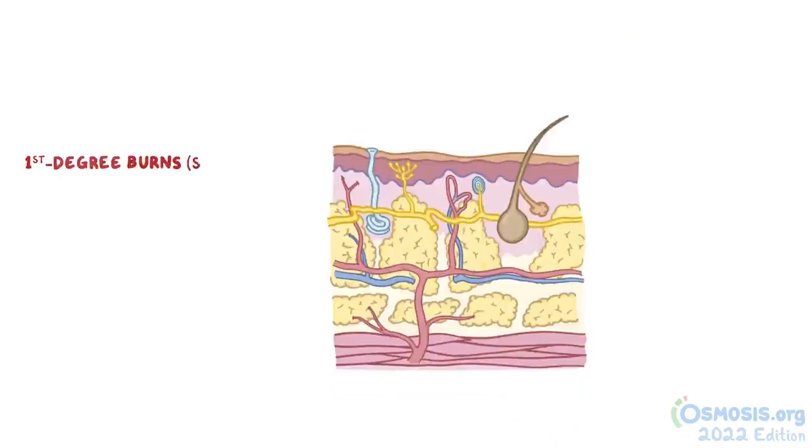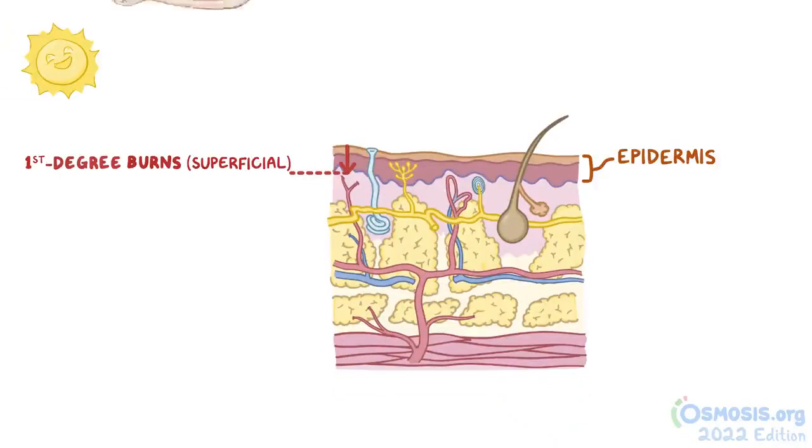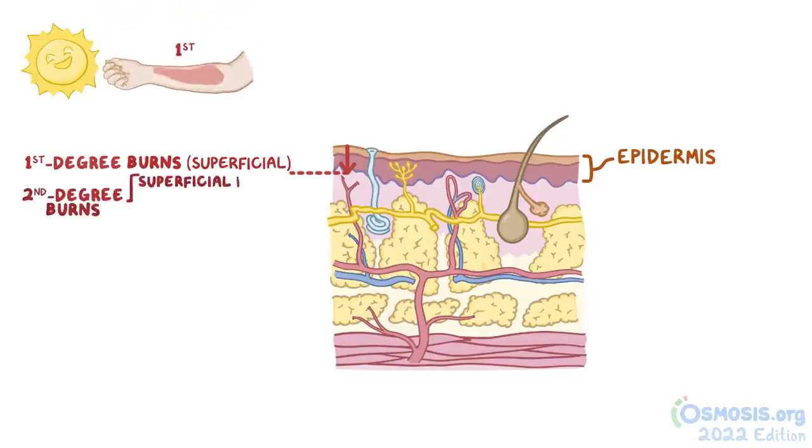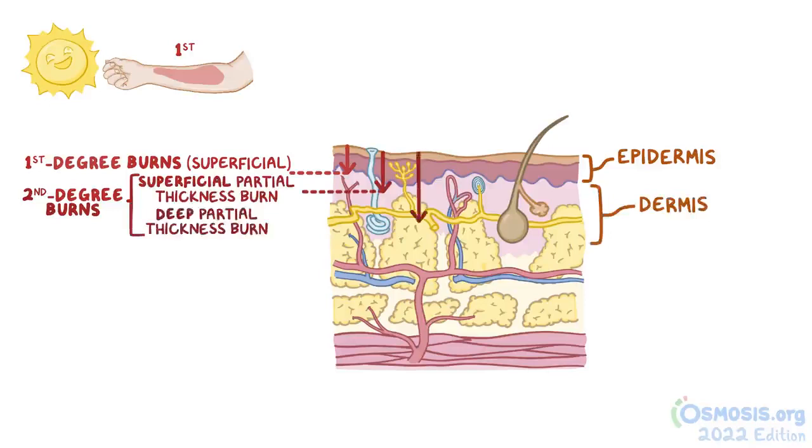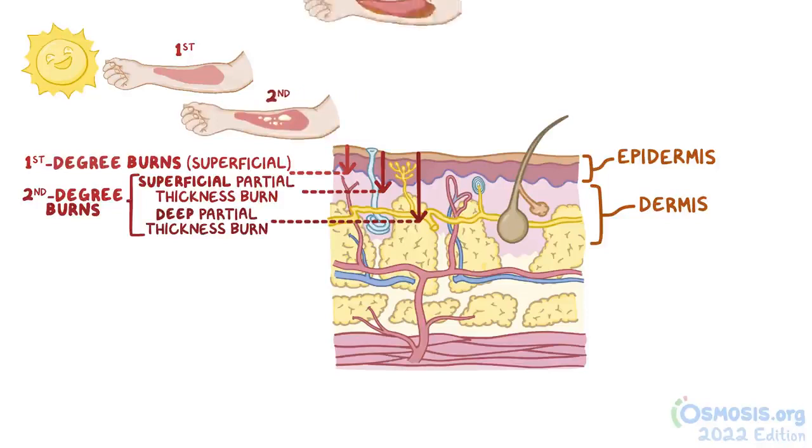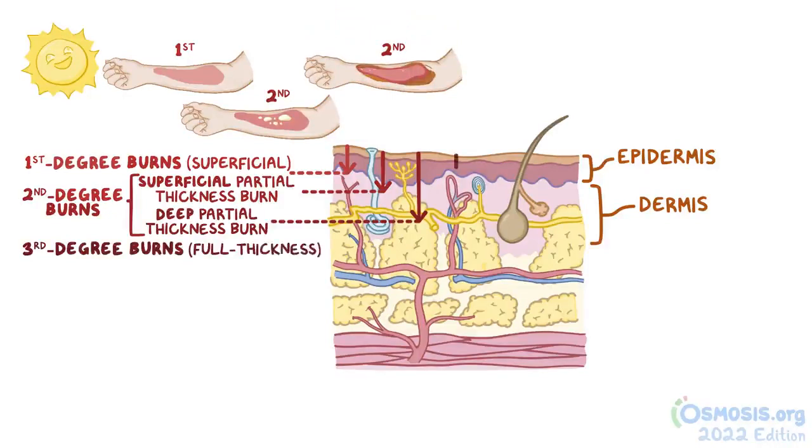First-degree burns are also called superficial burns and involve the epidermis only. A prime example would be a simple sunburn from a day at the beach, which appears red with no blisters. Second-degree burns are further subclassified into superficial partial thickness burns, which involve the epidermis and the superficial dermis, and deep partial thickness burns, which involve the epidermis and the deep dermis. Superficial partial thickness burns appear red and are often blistered, whereas deep partial thickness burns appear red or white with no blisters.